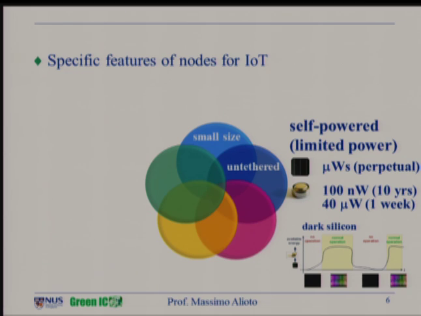Then, of course, any IoT node needs to be self-powered because it's untethered. This means that the power budget available is very small. Just to give you a few numbers, if we are using a purely energy-scavenged system, we typically have microwatts, maybe a few tens of microwatts. If we have a purely battery-operated system, we have much less, in the order of tens of nanowatts, maybe 100, if you want to operate off a button cell battery, for example, for 10 years. But if we can afford recharging the battery regularly, for example every week, as in the case of wearable electronics, we might have something in the order of tens of microwatts.